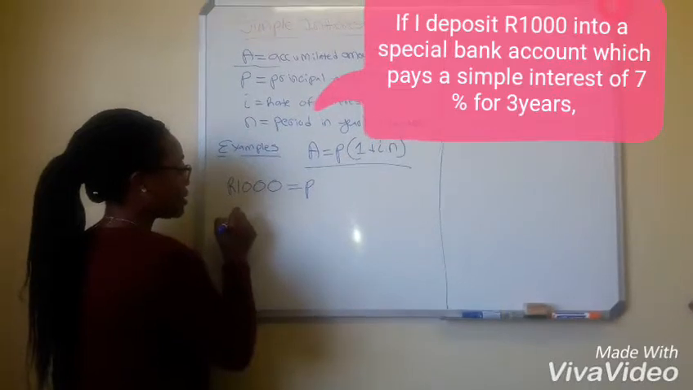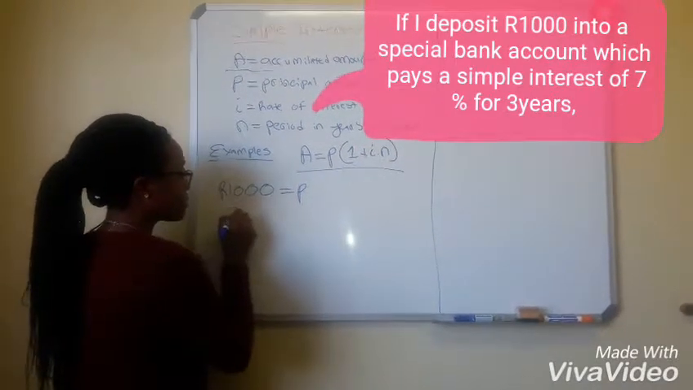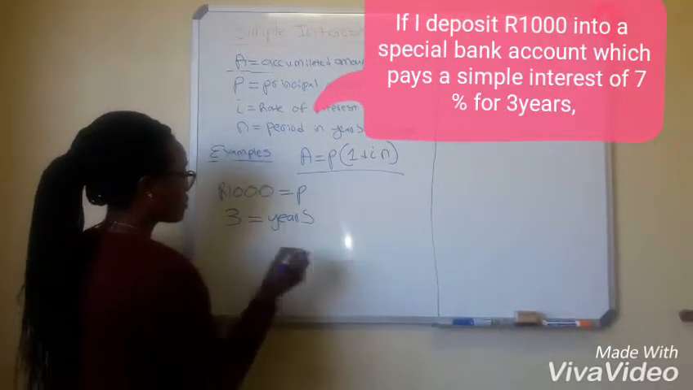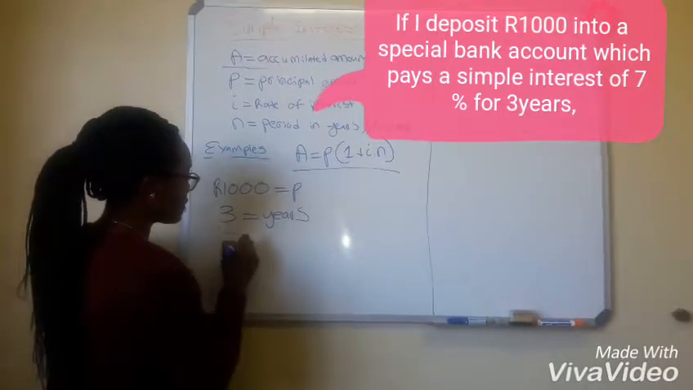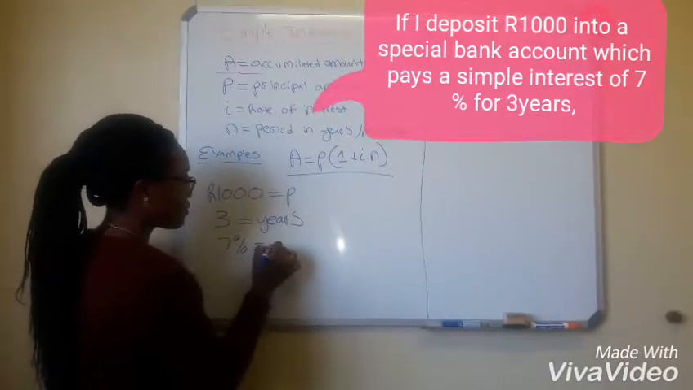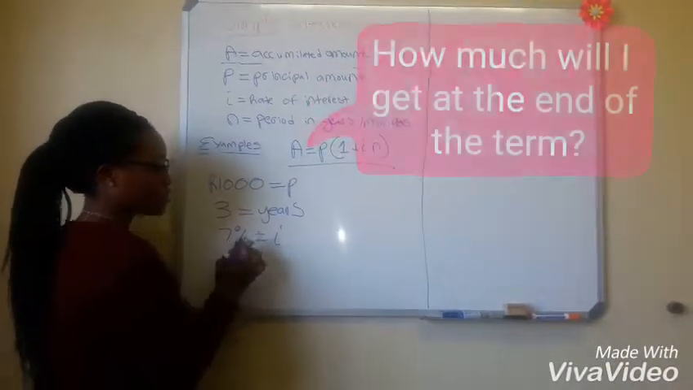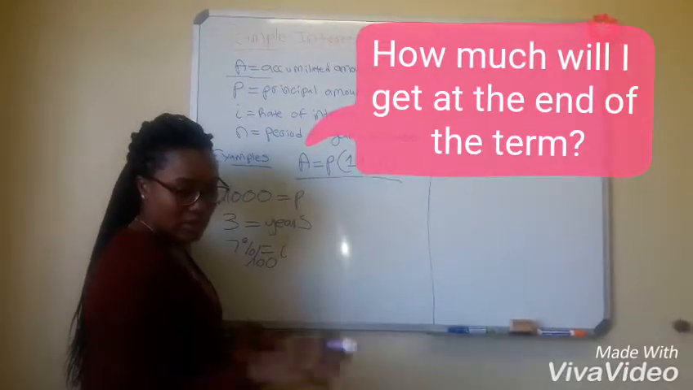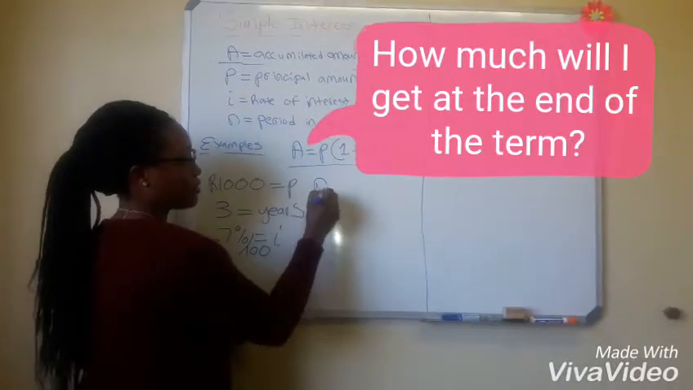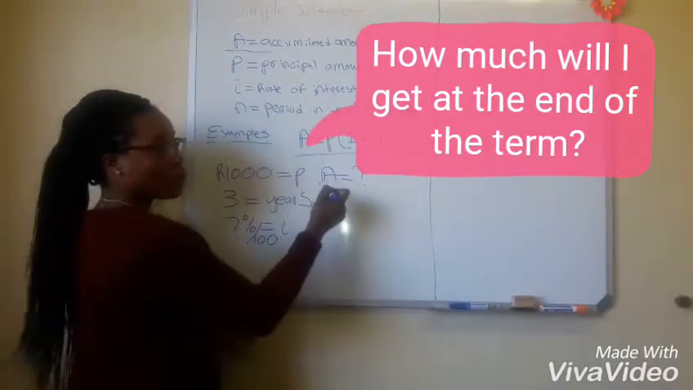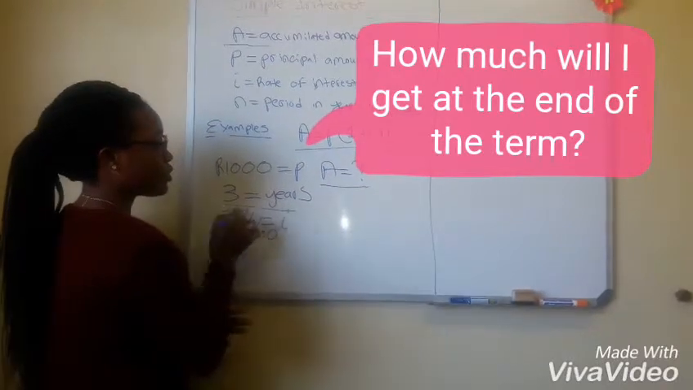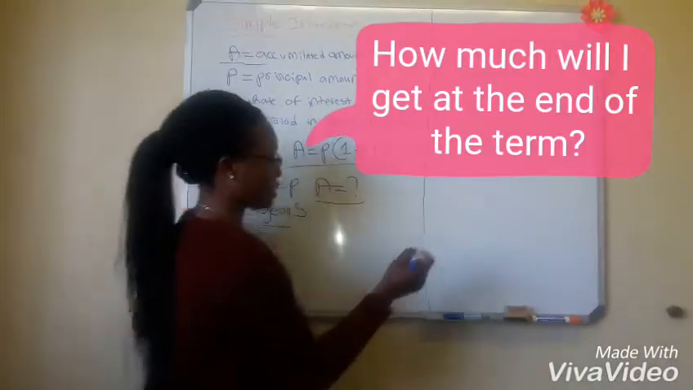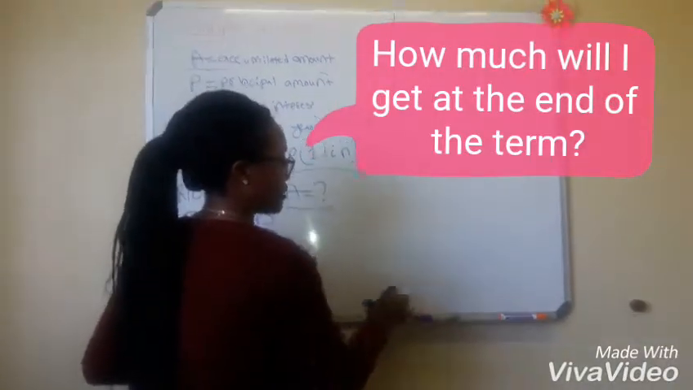And then you are given a period of 3 years and also an interest of 7%. This is I. Remember that you have to divide this by 100. And also they are asking you right now to calculate A. You don't have the accumulated balance over a period of 3 years when you have an interest of 7%. So let me just show you right now how to use the formula.